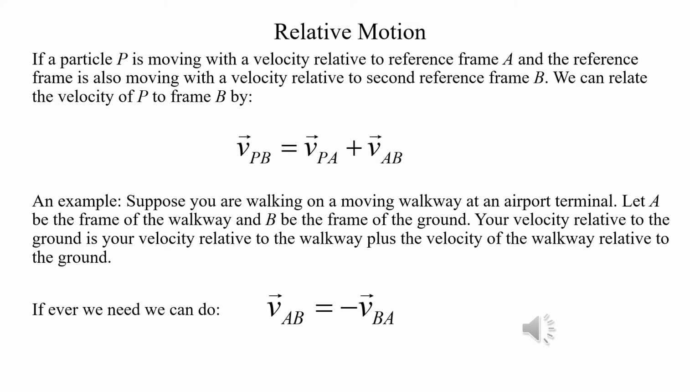So if you want to eliminate one frame between the two, for example on the right, we eliminate the A and we end up with the P and the B, which are on the outside. In problems that are more complicated, if you pay attention to the order of the subscripts, they can help you arrange the velocities. For simple ones like the walkway, it makes sense. If you're walking on the walkway, your velocity relative to the ground is velocity relative to the walkway plus the walkway to the ground.